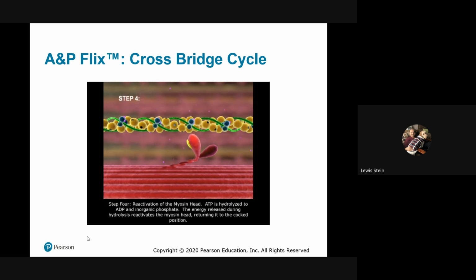Step 4, reactivation of the myosin head. ATP is hydrolyzed to ADP and inorganic phosphate. The energy released during hydrolysis reactivates the myosin head, returning it to the cocked position.